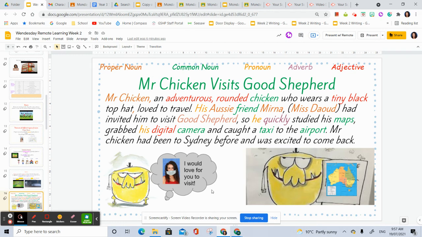Mr. Chicken, an adventurous, rounded chicken who wears a tiny black top hat, loves to travel. His Aussie friend Myrna, Miss Daoud, had invited him to visit Good Shepherd, so he quickly studied his maps, grabbed his digital camera, and caught a taxi to the airport. Mr. Chicken had been to Sydney before and was excited to come back.